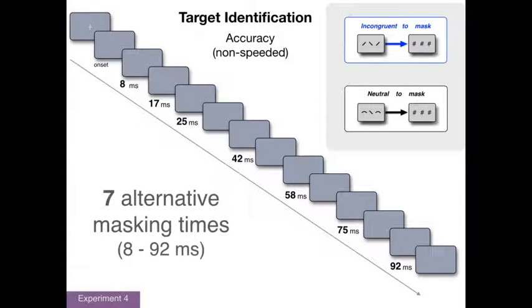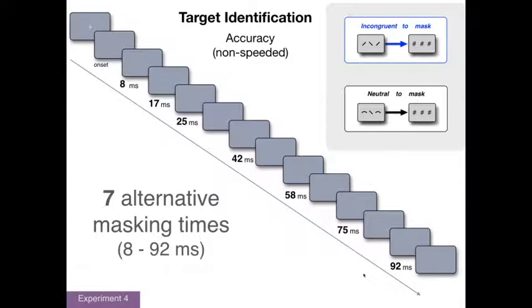We tested these 2 hypotheses by assessing the time course of target identification. So first of all, we measured accuracy for non-speeded responses instead of reaction times. And we used the exact same stimuli, but here there were no mutations. We presented either an incongruent display or a neutral display masked at different times after onset. The masking for incongruent or neutral displays appeared between 8 and 92 milliseconds after onset.